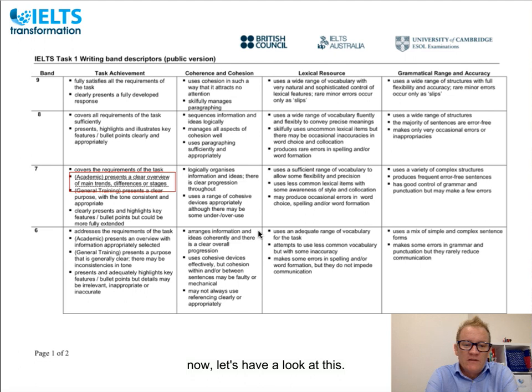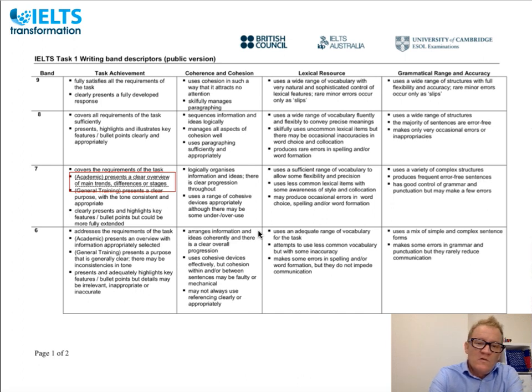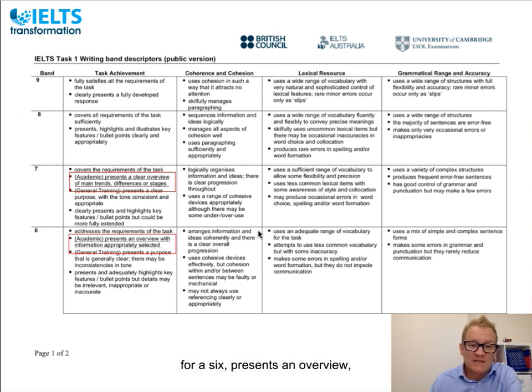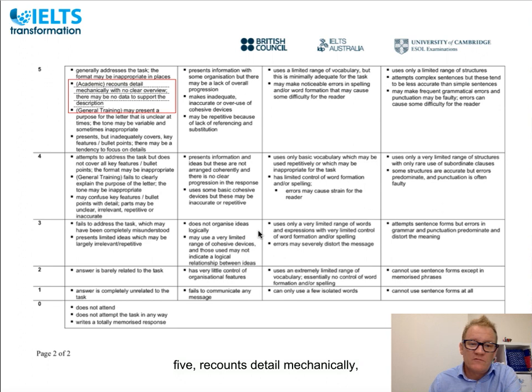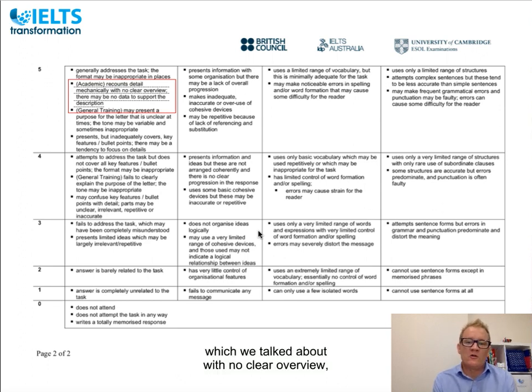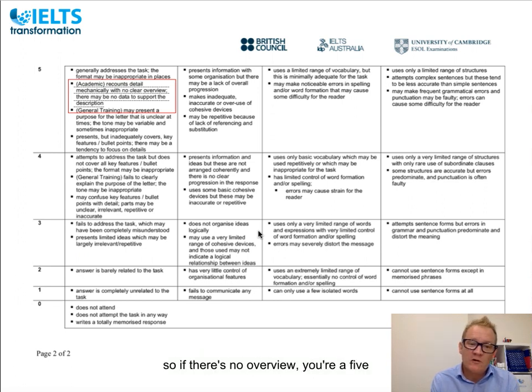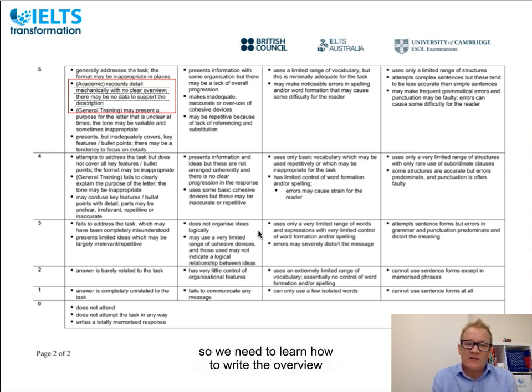Now let's have a look at this. Presents a clear overview of main trends, differences or stages. So for a 7, you need a clear overview. For a 6, presents an overview. 5 recounts detail mechanically, which we talked about, with no clear overview. So if there's no overview, you're a 5. And this is a very common thing for students to do. So we need to learn how to write the overview and what to put in it.